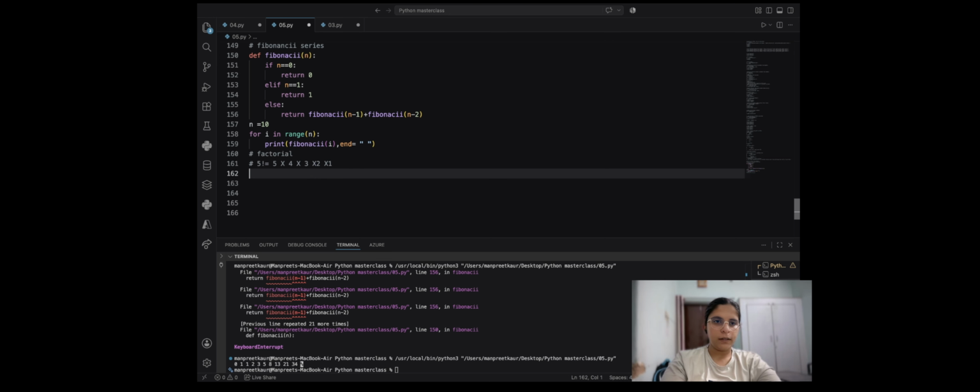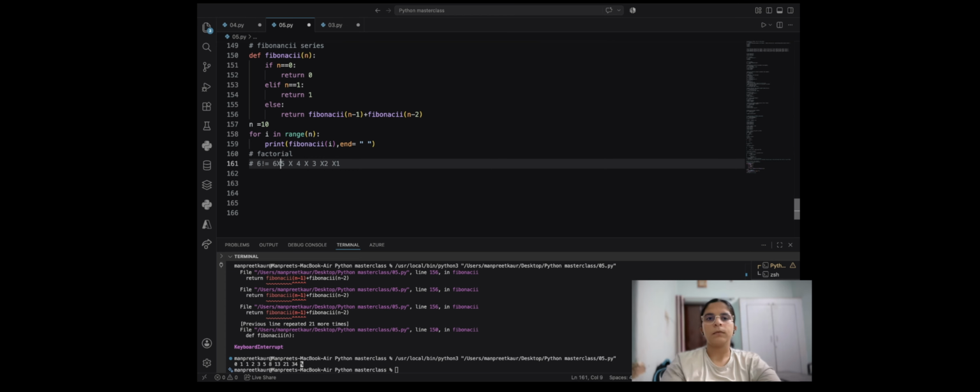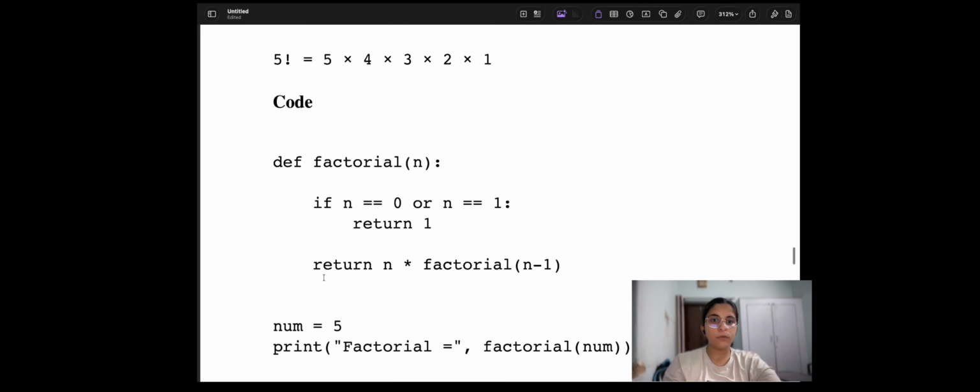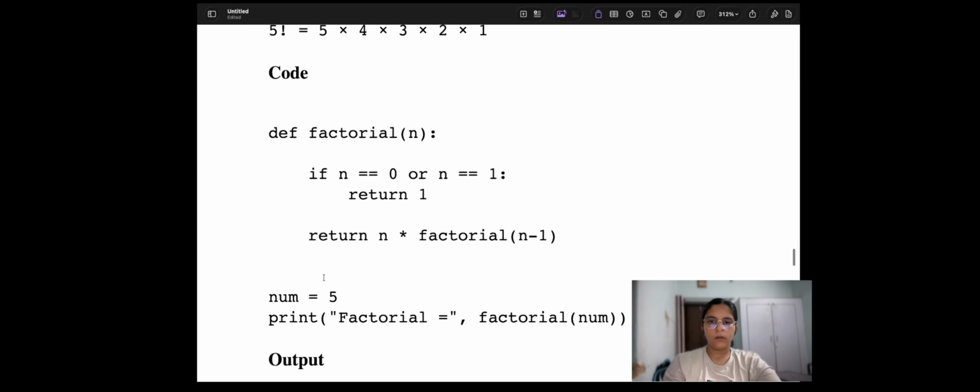If I write 6 factorial, then it's very simple. 6 into 5, and so on. That's it. This is factorial. Now you have to do this code.